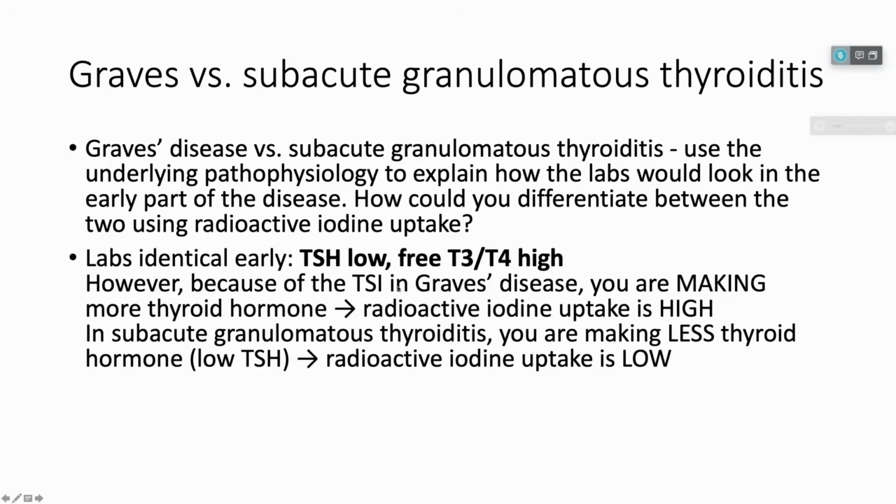So this is, again, a very important concept to know. They love to test this on Step 1, right? So the early labs would be identical. TSH would be low, TRH would be low, and your free T3 and T4 would be high. However, because you have the thyroid stimulating immunoglobulin, the antibody against the TSH receptor, in Graves' disease you're making more thyroid hormone. So you would have more radioactive iodine uptake. It'd be high, right?